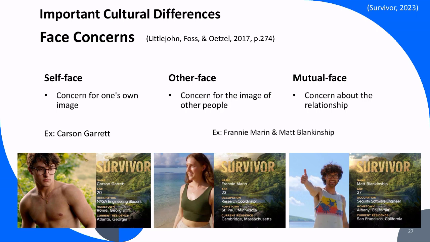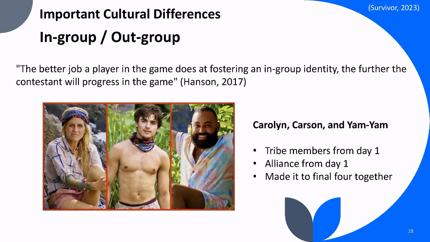When we talk about in-group, out-group, that's the next thing. According to the article by Hansen, the idea here with Survivor is that the better job a player does at fostering an in-group identity, the further the contestant will progress in the game. So the example here is Carolyn, Carson, and Yam Yam. If we went back to those tribes, you would see Carolyn, Carson, and Yam Yam from day one. They were on the same tribe together. They formed an alliance and they built trust.